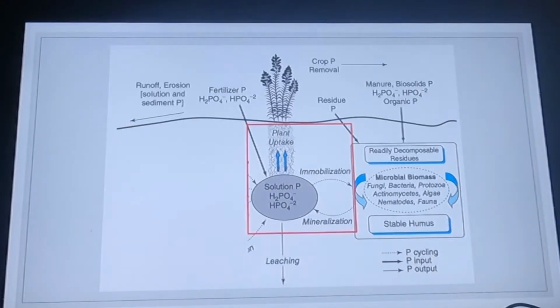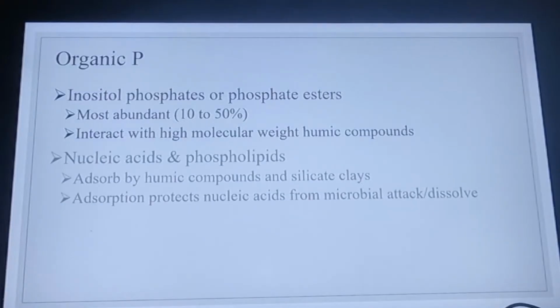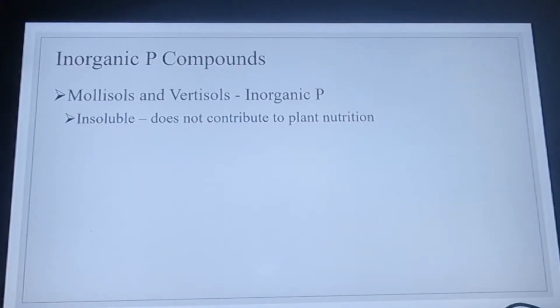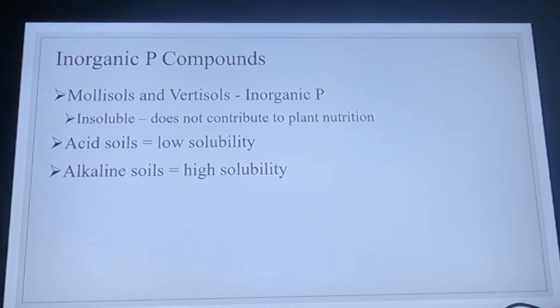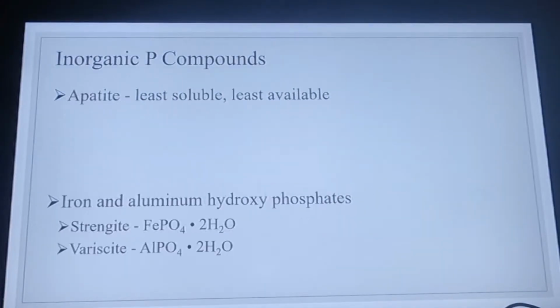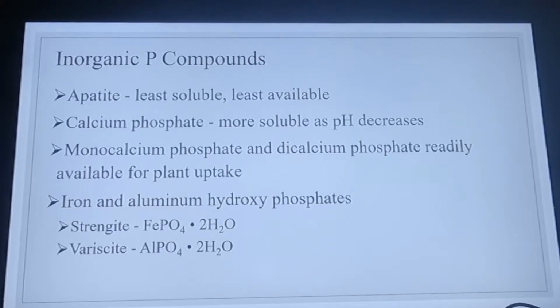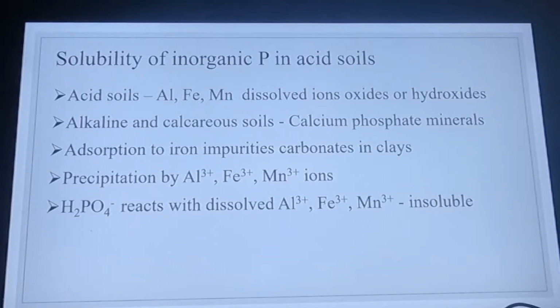Aluminum and iron are going to dominate our more highly weathered soils, so probably more acidic, and calcium obviously is going to dominate our alkaline soils because we've got lime there, right? There's some calcium that is causing that pH to increase. The solubility of some of those inorganic P's, depending on which types of other cations are in soil solution, determine which type of mineral is formed, whether it's strengite or variscite or dical, monocal.